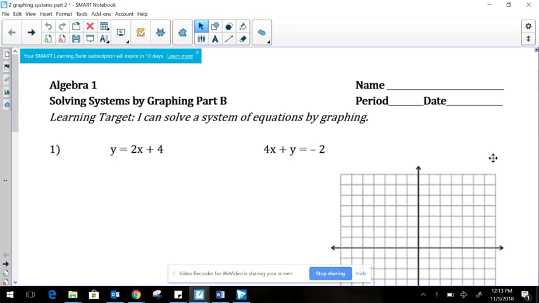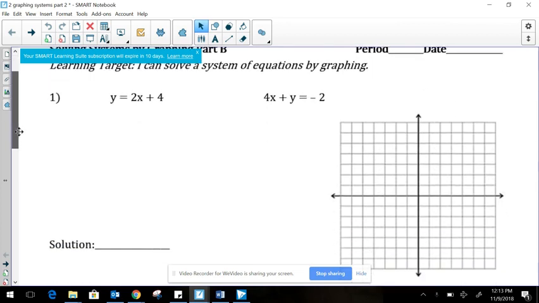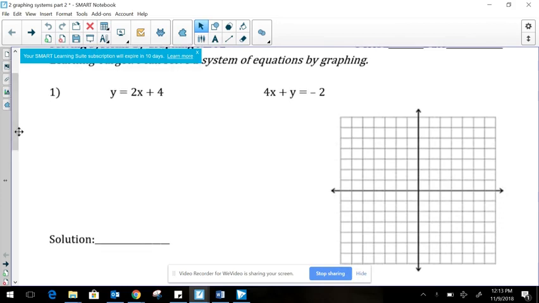Hello. Today we are going to be solving systems by graphing, part B, or the second half of the lesson the day before. So this first problem here, I'm just going to quickly recap what we did yesterday. Yesterday we had one equation that was in slope-intercept form. The second equation was not, so we have to solve this for y. So I need to subtract 4x from both sides.